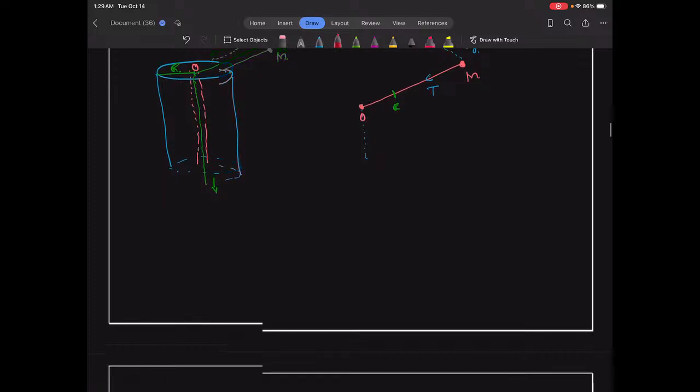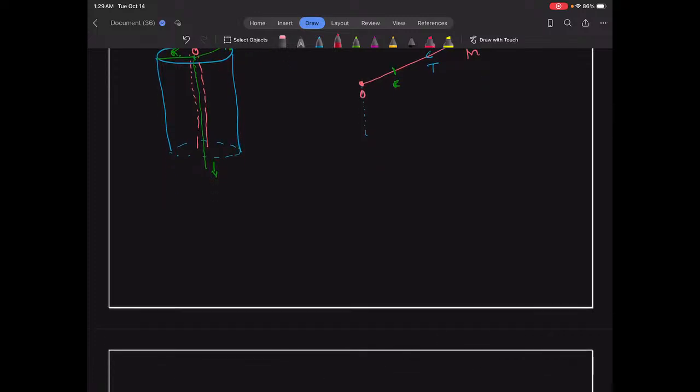So like we said, there is a tension T acting radially inward toward the center. So we have tension T acts radially inward, and that is toward the center of the post.